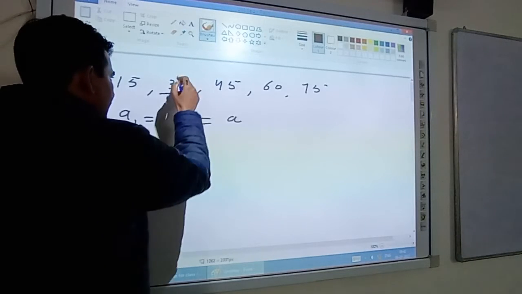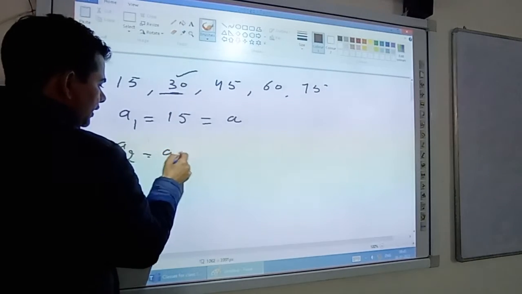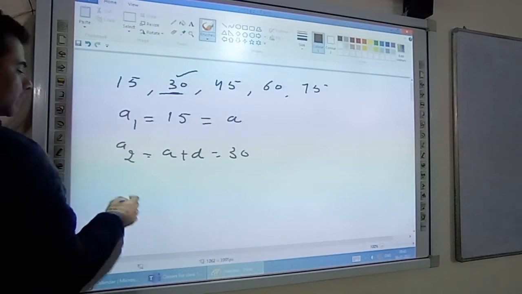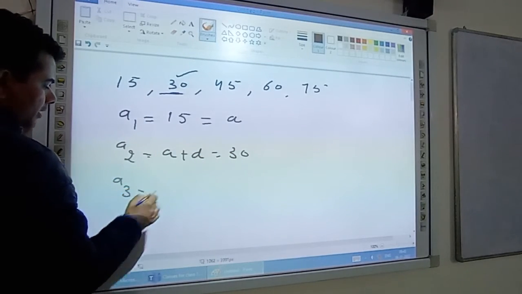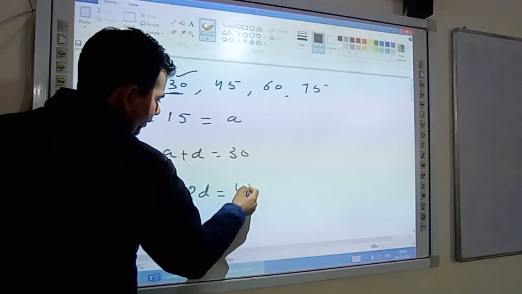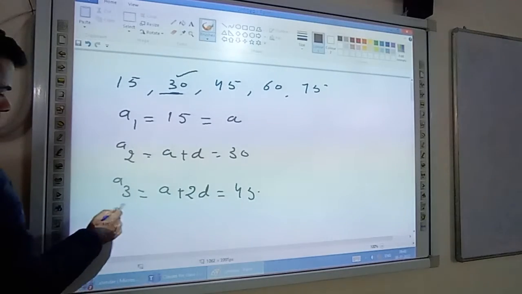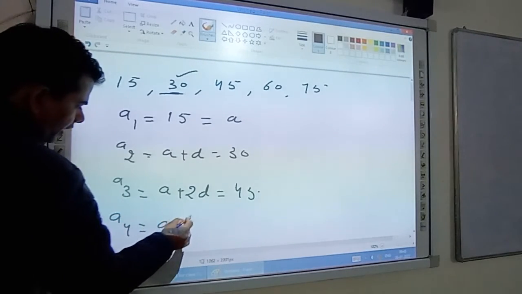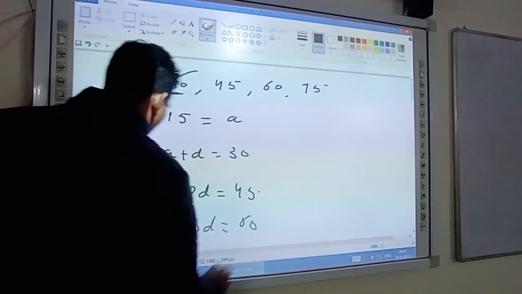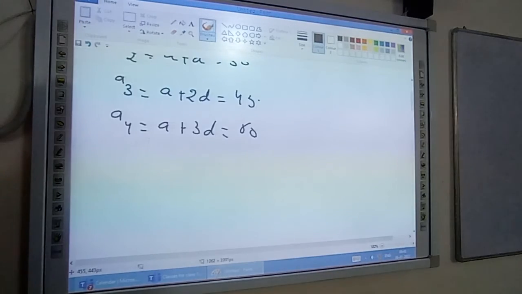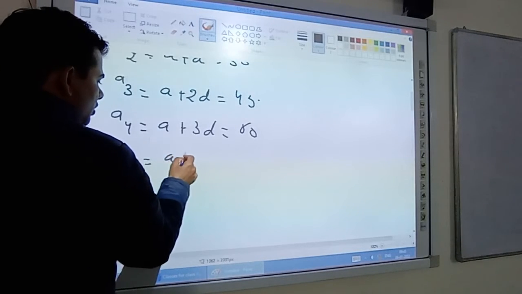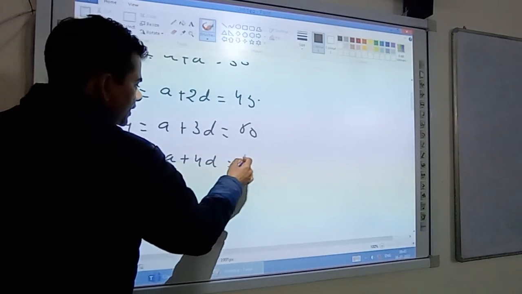Second term, only second term. That is A plus D. A plus D is 30. And third term is A plus 2D is 45. And fourth term A plus 3D is 60. Fifth term is A plus 4D, that is 75.